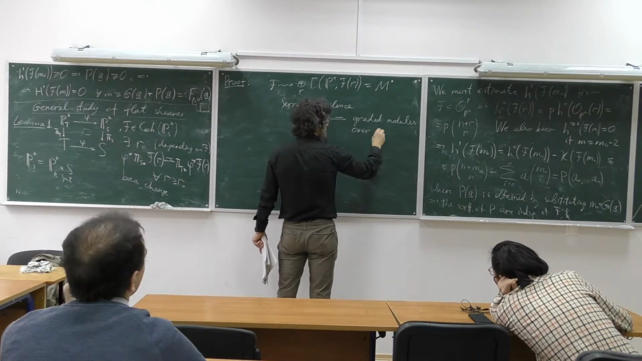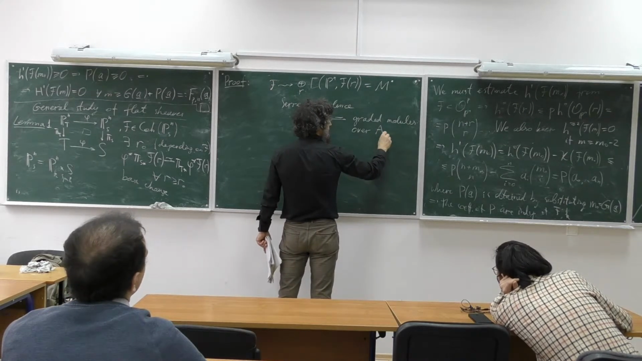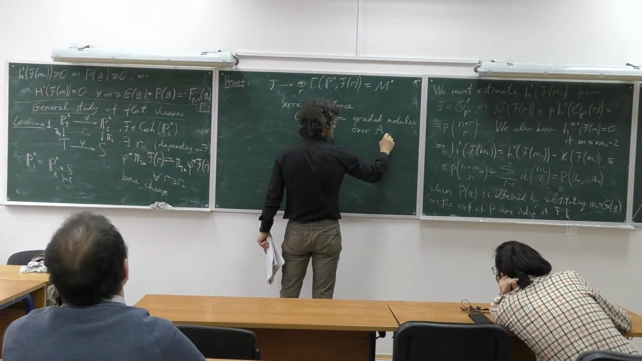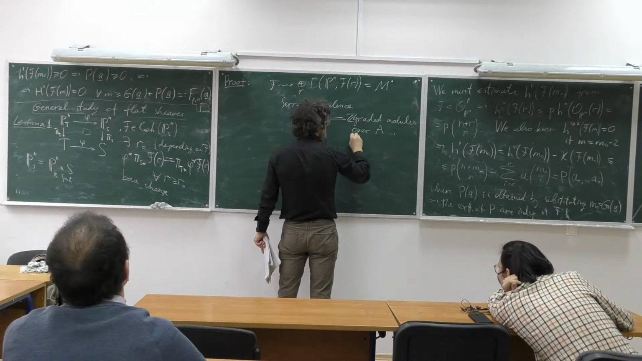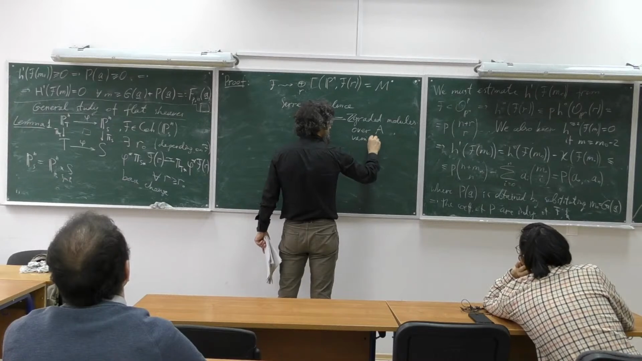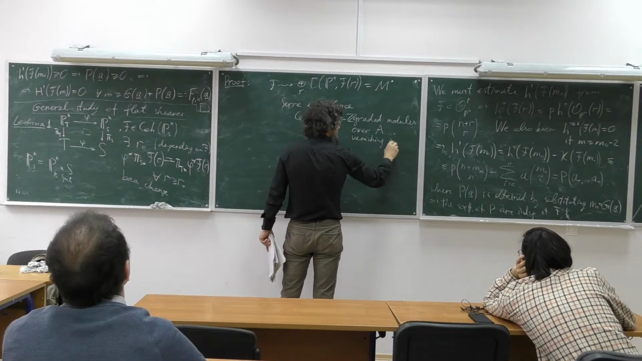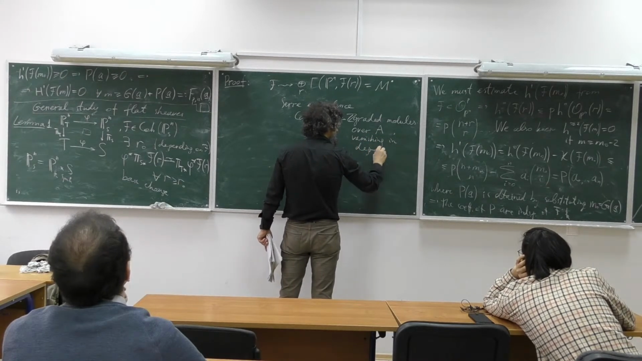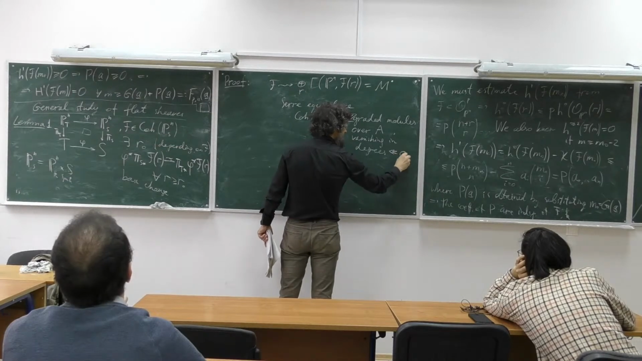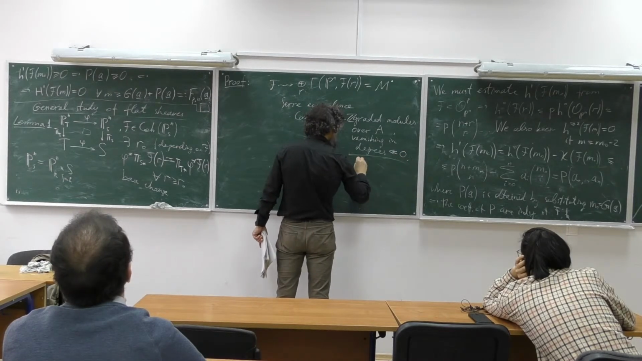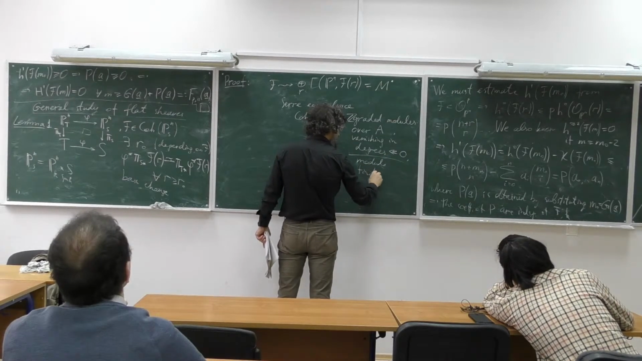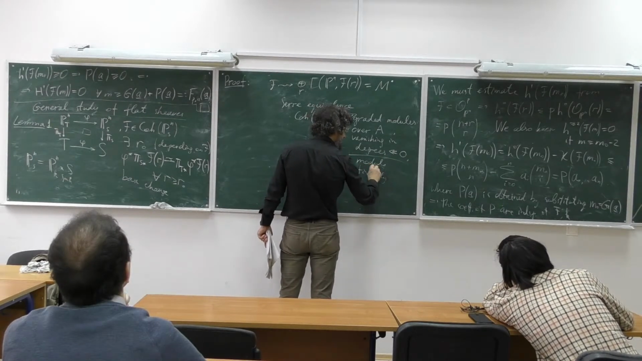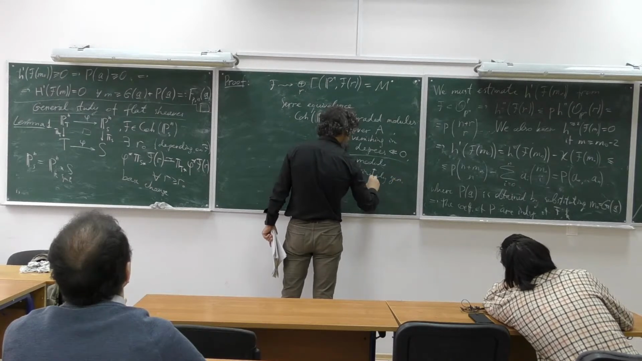Over A. So they are Z-graded, vanishing in degrees very negative, and take finitely generated modules, A modules.